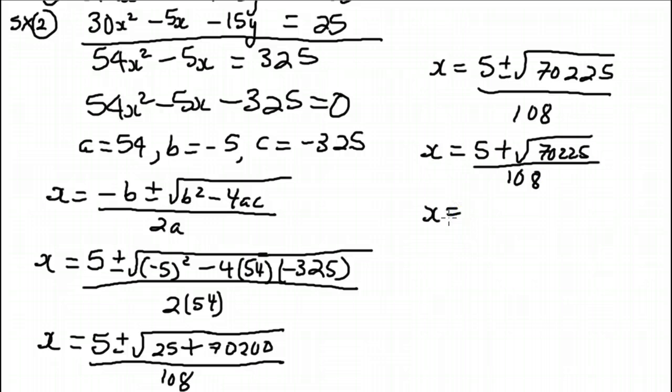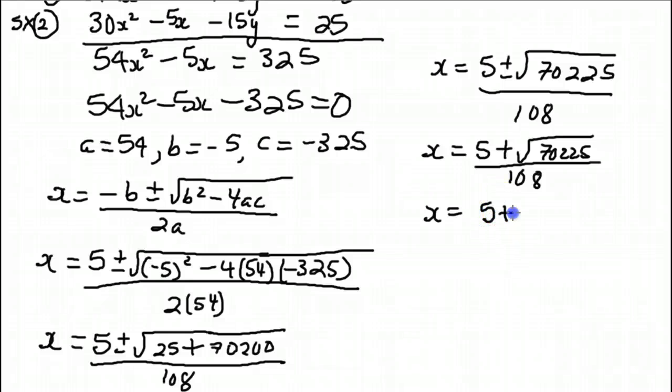And that is equal to, okay, 5 plus, and who'd have thunk it? The square root of 70225 is actually 265. So that's 270 divided by 108. Just going off to a calculator here. 270 divided by 108 is 2.5.